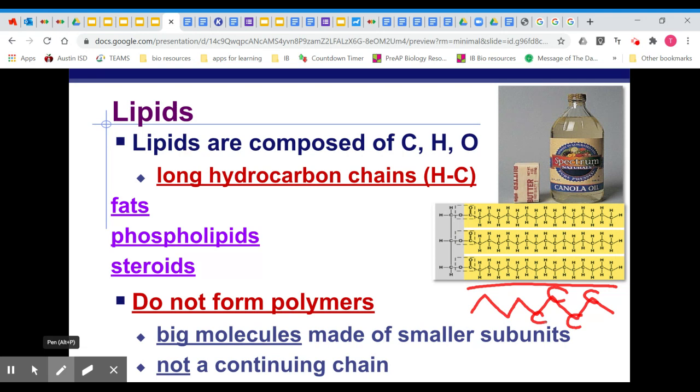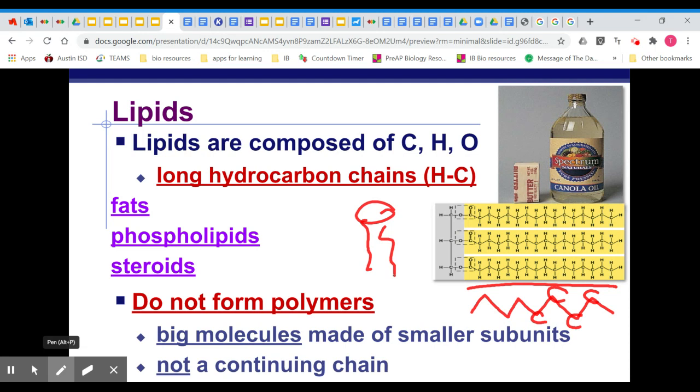So there's three main classes of lipids. You have your fats, phospholipids, and steroids. So fats are what we normally think of when we think of lipids. So it's like your butter, oil. Phospholipids are actually what make up cell membranes. So you've probably heard of those before. You just didn't think of them as fats or lipids. But you have your phosphate head and your two fatty acid tails. And then your steroids, those are things like testosterone and estrogen. Those are actually lipid-based as well.